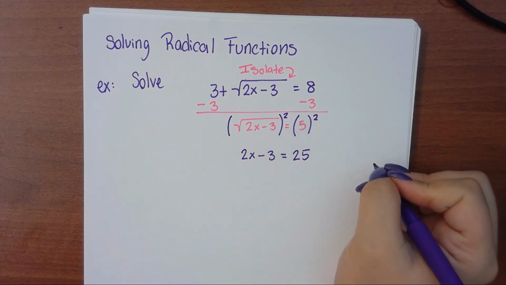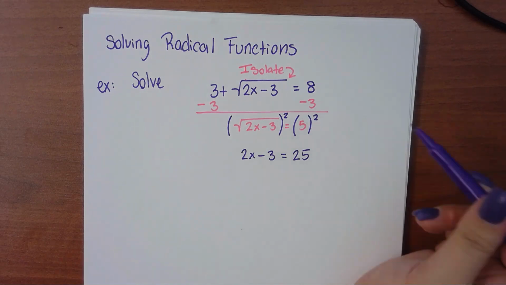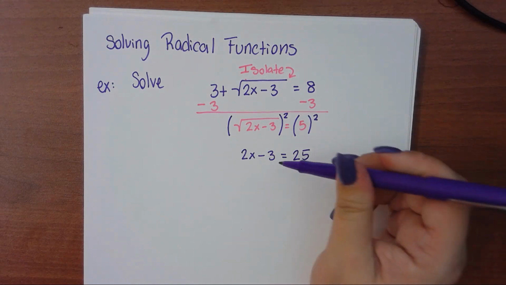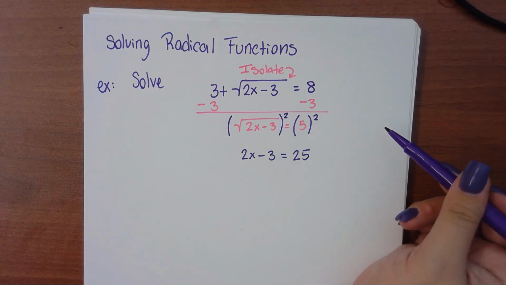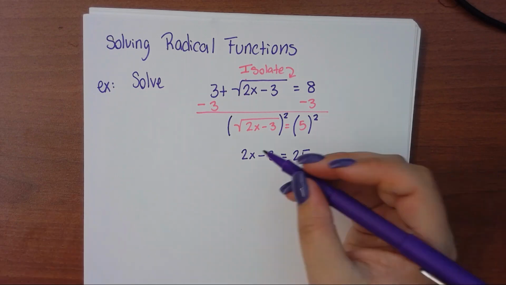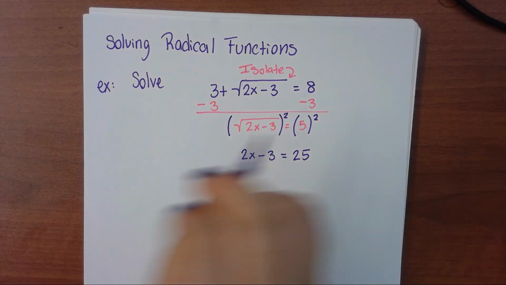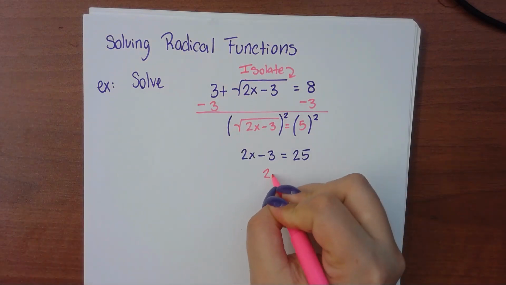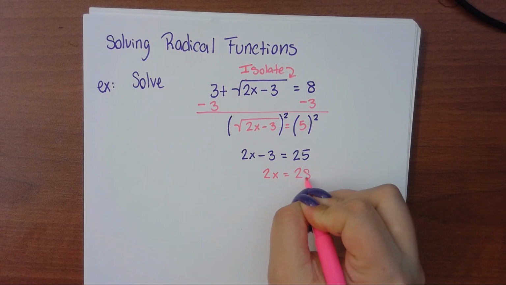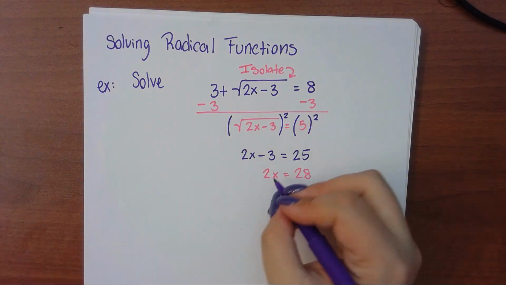Now remember, if you square root both sides, you have to do plus or minus your answer. But if you square both sides, you can leave it. You don't have to do plus or minus your answer, because your answer is always positive when you square it. So I'm going to solve this for x by adding 3 to both sides. If I add 3, I get 2x is equal to 28. Divide both sides by 2, and x is equal to 14.